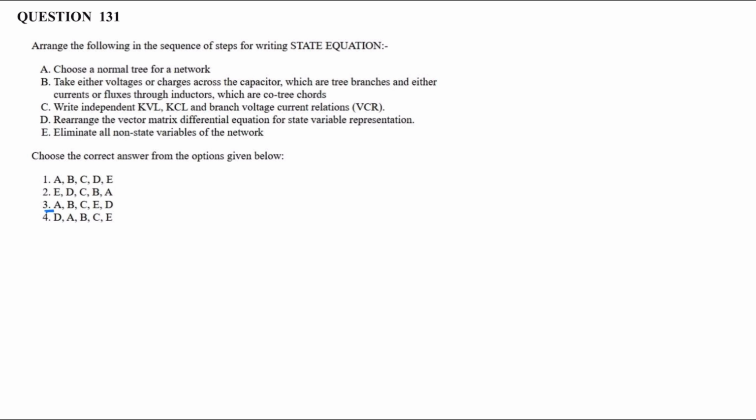So from the options, the correct answer is: statement A is step 1. Take either voltages or charges across the capacitor. Step 2, write independent KVL, KCL and branch voltage current relations. Step 3, eliminate all non-state variables of the network. Step 4, rearrange the vector matrix differential equation for state variable representations. Step 5. The correct sequence is A, B, C, E, D. Correct answer is option 3.